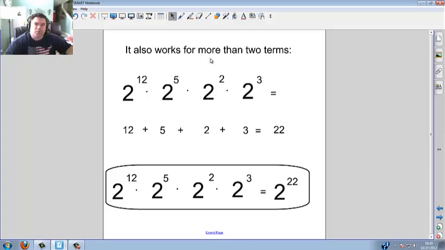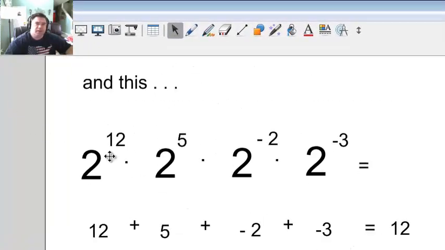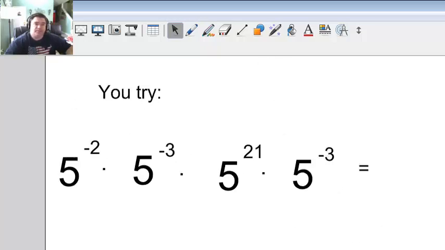This also works for more than 2 terms. Take a look here. 2 to the 12th, 2 to the 5th, 2 to the 2nd, 2 to the 3rd. All the bottoms are 2, so add across. 22 total for the tops, so 2 to the 22nd. 2 to the 12th, 2 to the 5th, 2 to the negative 2nd, 2 to the negative 3rd. Same thing, add across. 12 plus 5 minus 2 minus 3 makes 12, so 2 to the 12th.